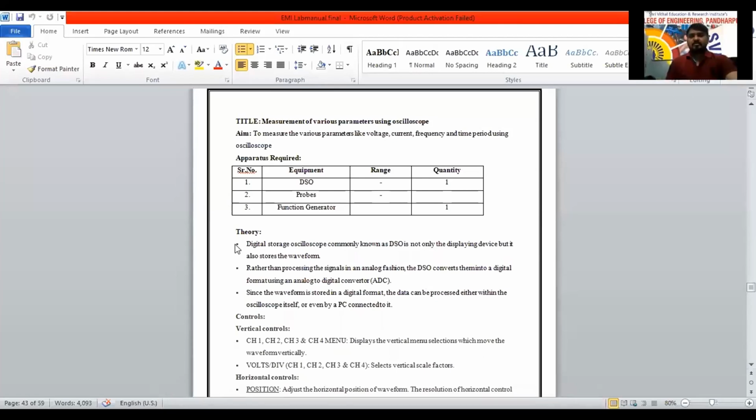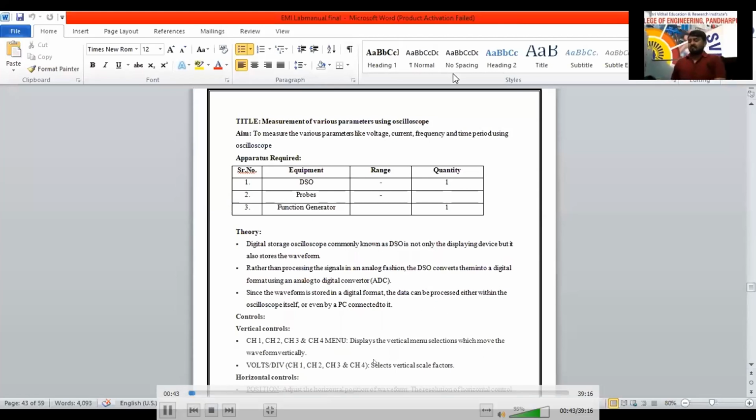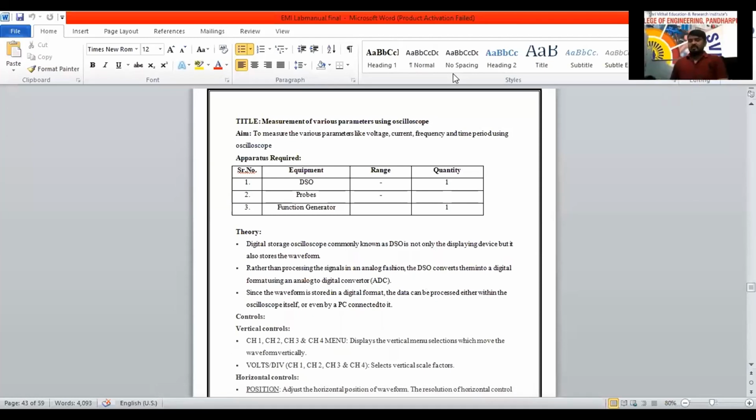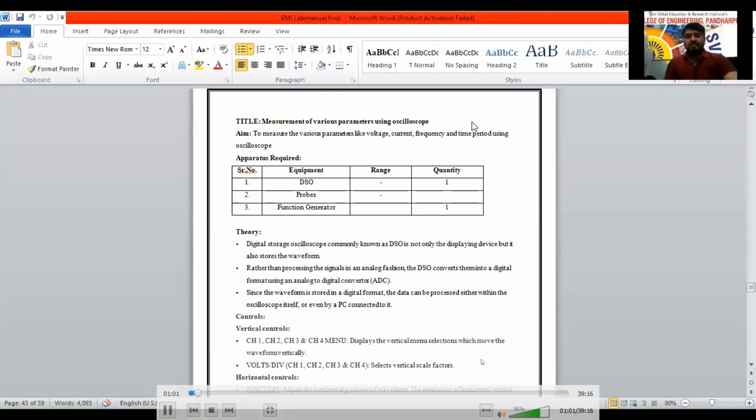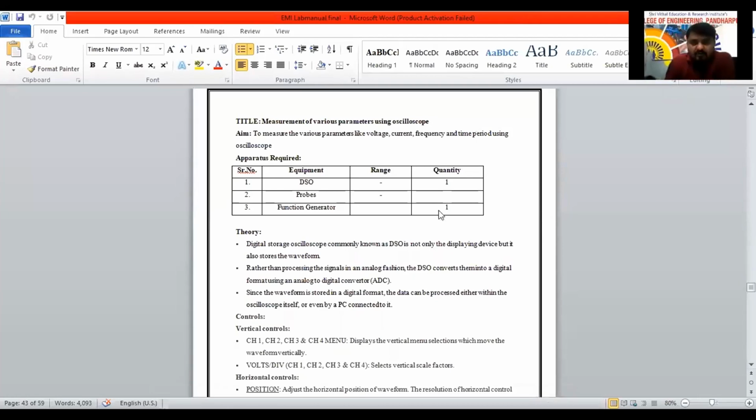Visible? So the last experiment, that is experiment number 8, we are going to discuss. It is a very easy experiment. Already we have done this experiment, rather done the practical on this also. Measurement of various parameters using oscilloscope. Actually, it comes under the 8th range. So the theory part of the oscilloscope and all the things, no need to worry about that. Don't consider that. Okay.